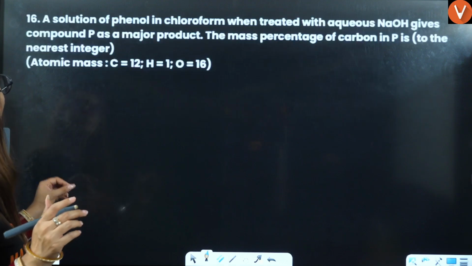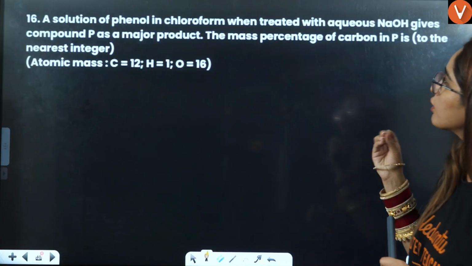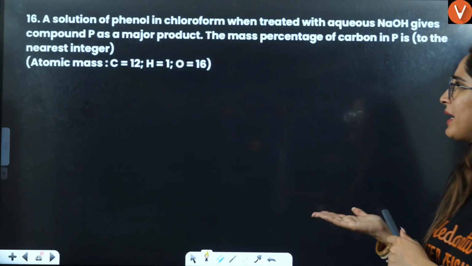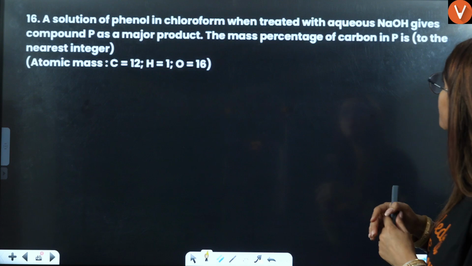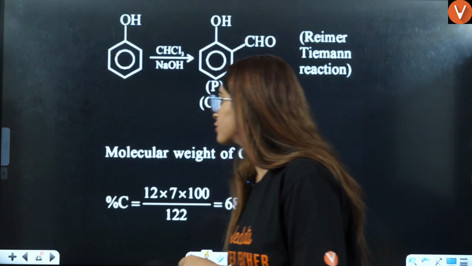Chalo. Let us do the next one, that is a solution of phenols. A solution of phenol in chloroform when treated with aqueous NaOH gives compound P as the major product. The mass percentage of carbon in P is. Now let us see the solution here.